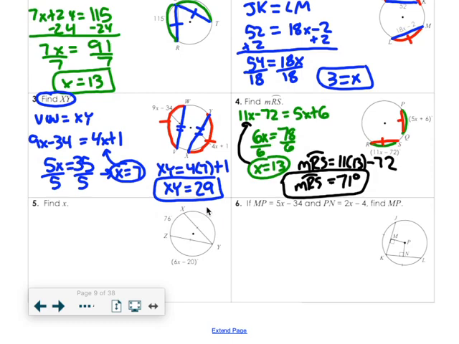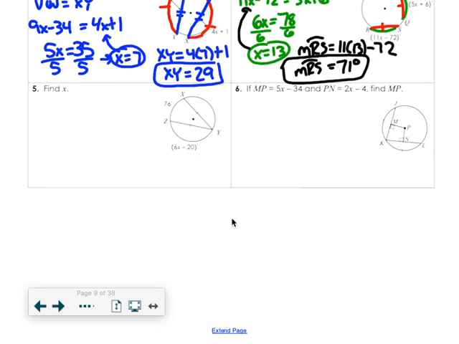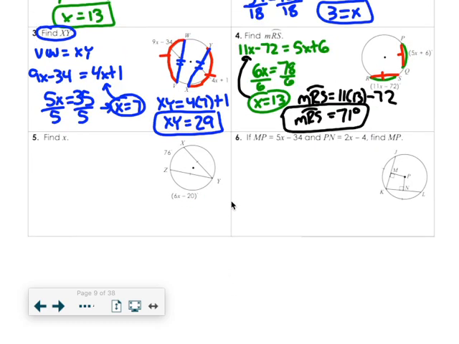Let's look at numbers 5 and 6. For number 5, the directions say, again, to just find x. But this one's a little bit tricky. So here's my congruent arcs. This is my congruent chords, sorry, which means that these right here are my congruent arcs. This arc has to be congruent to this arc. So if the bottom one is 6x minus 20, I know I have another 6x minus 20 right here.